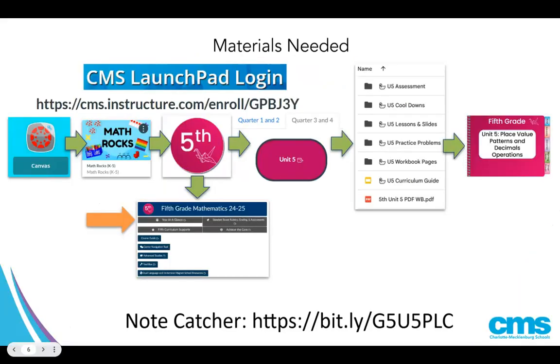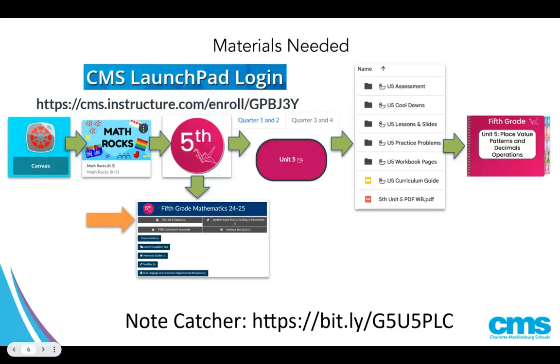Let's get started by accessing some important documents. First, you will also need to log into My NC Ed Cloud and access MathRocks. The enroll code is on the screen if you need to enroll. Once you are in MathRocks, select 5th grade. On the 5th grade page, you can access the year at a glance using the top right button. Then select Unit 5. Unit 5 actually begins at the end of Quarter 2, but you will find it on the Quarter 3-4 tab because it's mostly in Quarter 3.